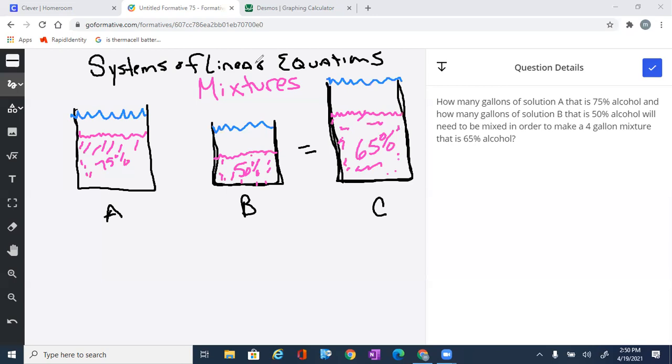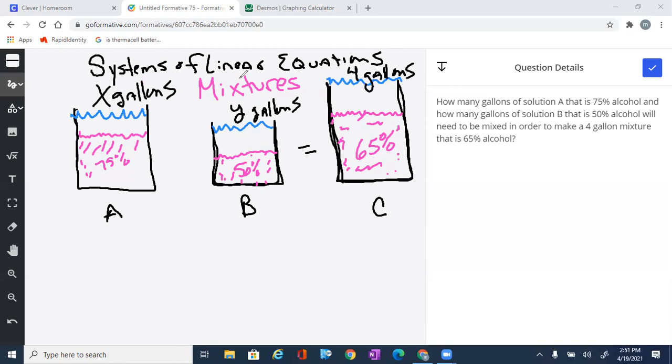Now, the thing that we don't know is in the first one, we don't know how much of solution A there is going to be. So I'm going to say solution A is going to be X gallons. And then solution B, once again, we don't know how many gallons of solution B we're going to be putting in. So we're going to say maybe solution B is Y gallons. But what we do know is that in the end, we are going to make a mixture that is 4 gallons.